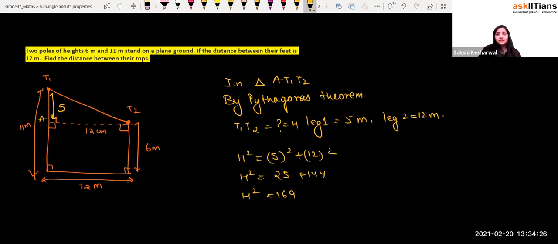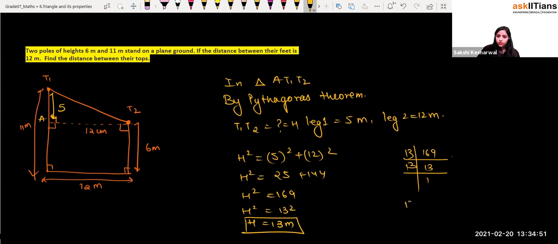Class, I request from my side that you please start memorizing the squares from 1 to 20, right? So 169 is equal to 13 times 13. So h square is equal to 13 square. So h is equal to 13 meter. That's your answer, right?